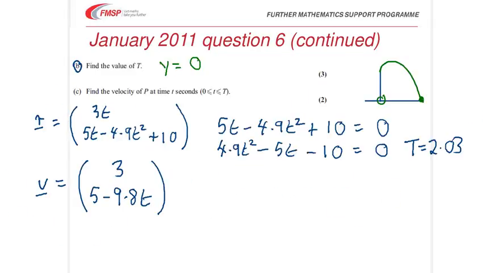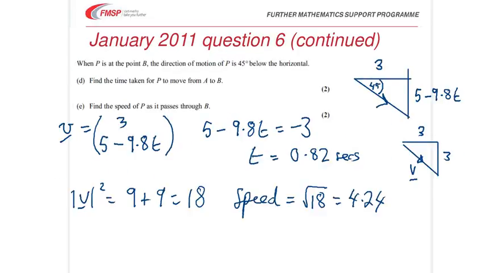For the second part, one mark for spotting that y has to be 0, a method mark for forming the quadratic, and an accuracy mark for getting the right answer. And for the last couple of bits, 45 degrees below the horizontal, a method mark and an accuracy mark for those two steps, and also a method mark and an accuracy mark for getting the speed as the magnitude of the velocity.